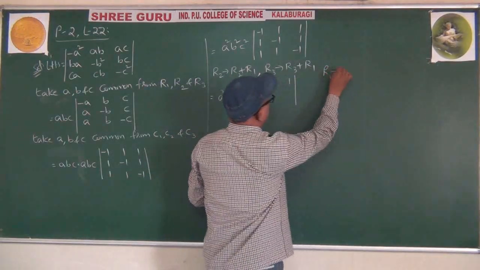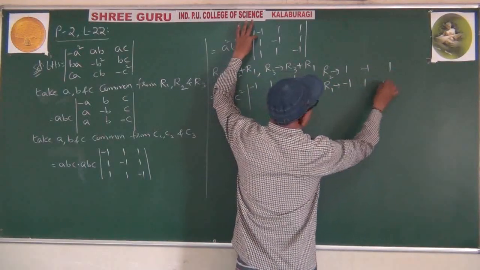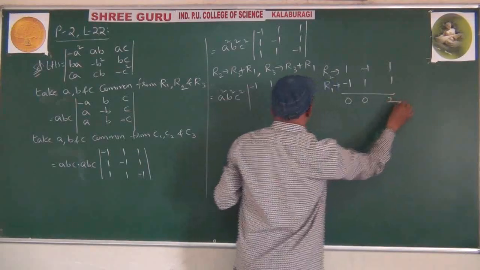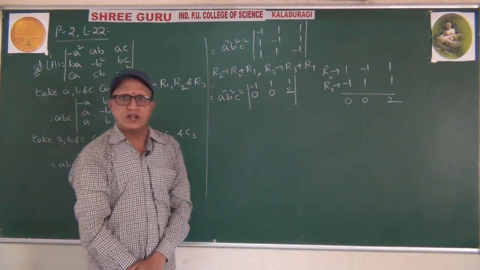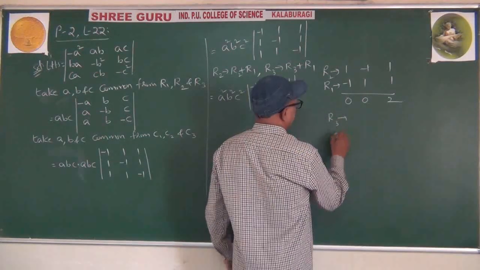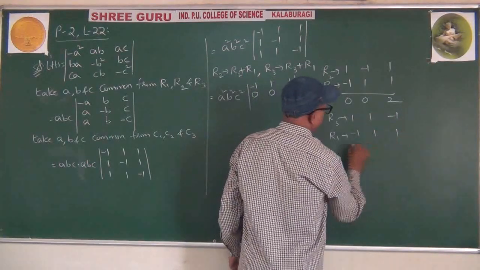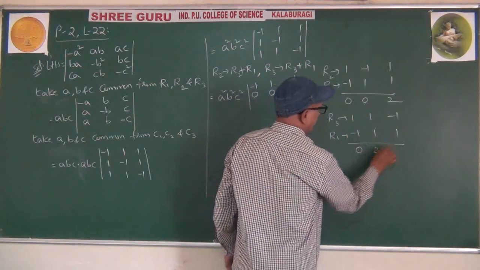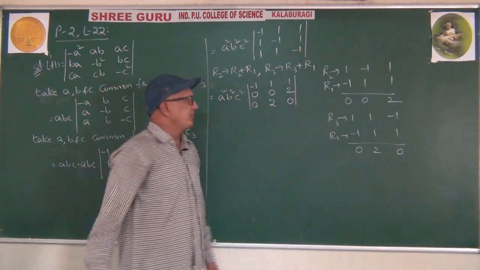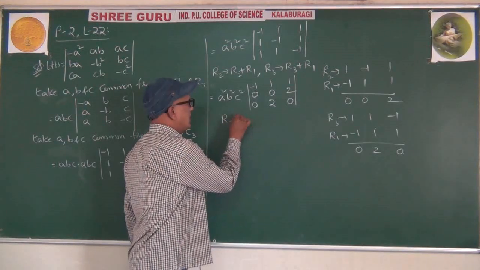R2, what are the elements in R2? 1, minus 1, 1. R1 is minus 1, 1, 1. Adding, 1 minus 1 is 0, minus 1 plus 1 is 0, 1 plus 1 is 2. Next, R3 plus R1. What are the elements in R3? 1, 1, minus 1. R1 is minus 1, 1, 1. We got 0, 2, 0. Right? Now what I am going to do? I am going to interchange R2 and R3.